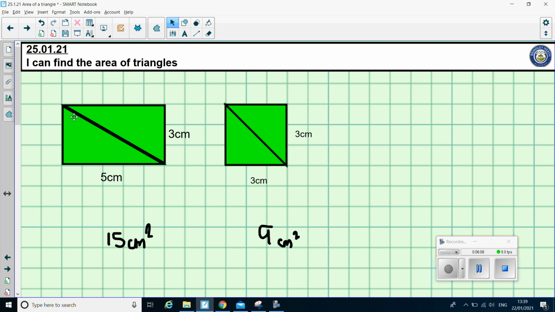To find the area of a rectangle, we do the length times the width, and the same for a square. I wonder if you can pause the video now and see if you can guess how you might find the area of a triangle, given what I've showed you on the screen.